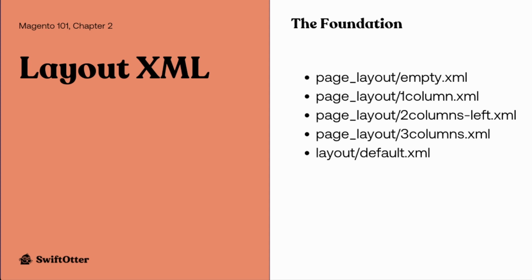1 column builds on that. 2 columns left builds on that. 3 columns builds on that. And then, of course, we have the default layout update handle in the typical layout directory that builds on that foundation to create all of the initial containers and blocks that apply universally across the site and which other layout files can then build further on.